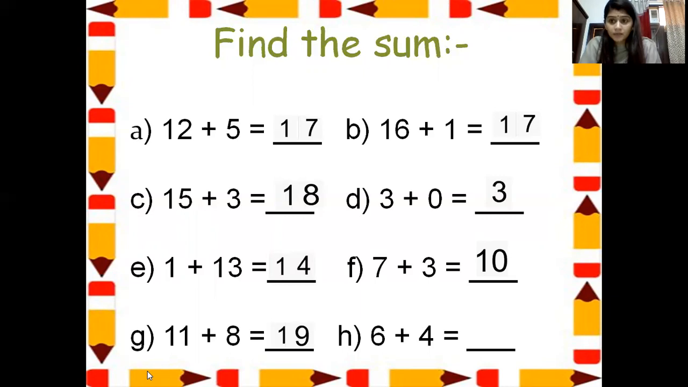6 plus 4, the last part, 6 plus 4. 6 is the bigger number. Keep 6 in your mind and the smaller number in your hand. What comes after 6? 7, 8, 9, 10. So the answer is 10. This question is done, completed.